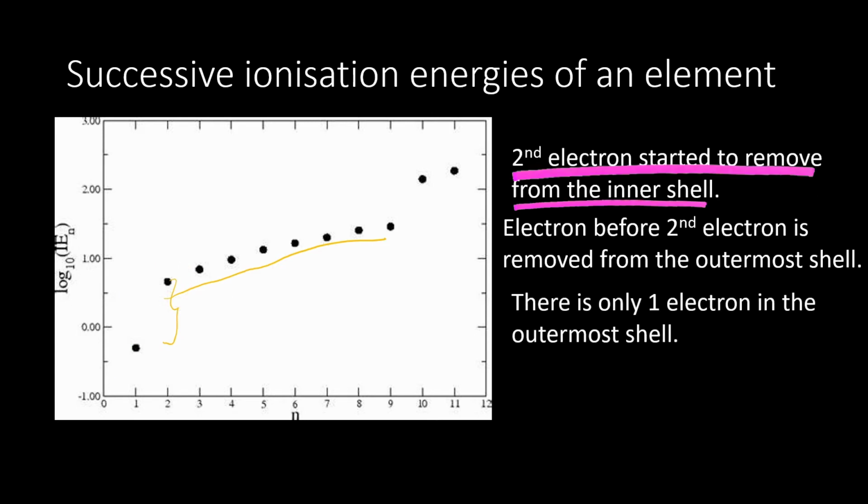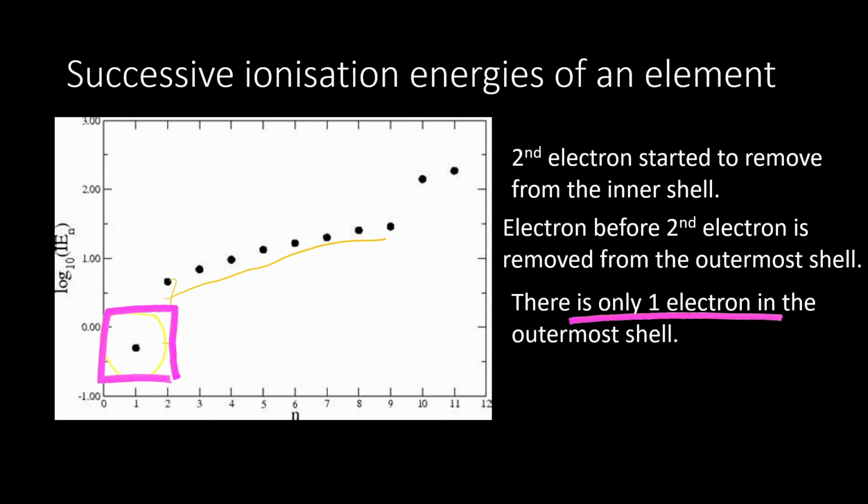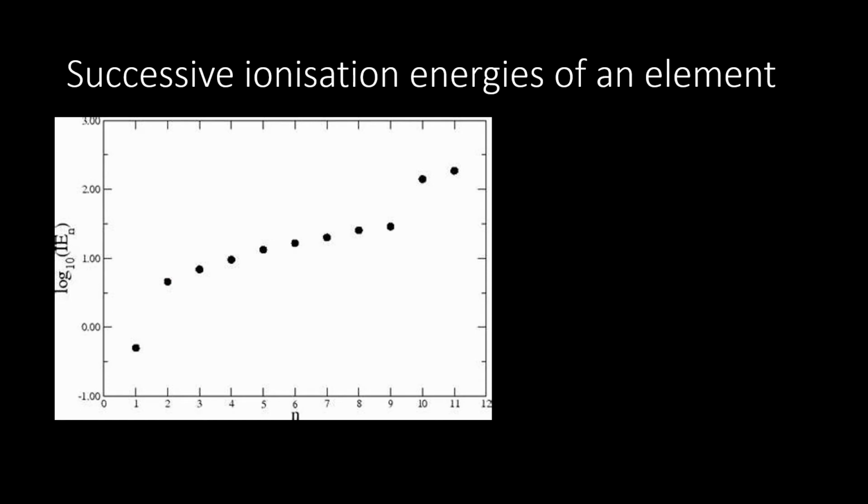This also implies that the electron before the second electron is removed from the outermost shell. And from the graph, we can conclude that there is only one electron in the outermost shell of this element. From the graph, we can also determine how many shells this element has filled with electrons.